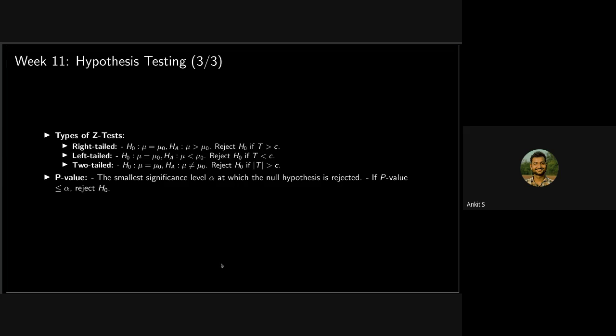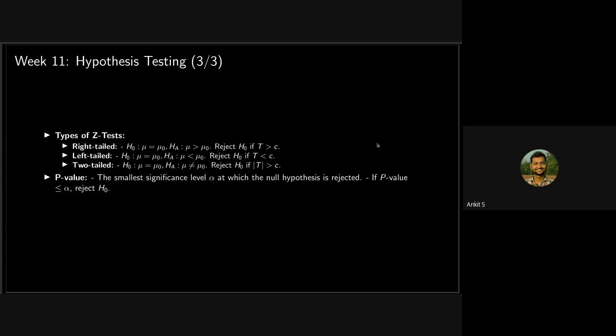So, types of Z test. What is a Z test? Can anyone unmute and tell me? Okay, so what is a Z test? A Z test is a simple hypothesis testing method that is based on the normal distribution. We assume there is something called the null distribution. When we assume the null hypothesis to be true, we get some distribution.